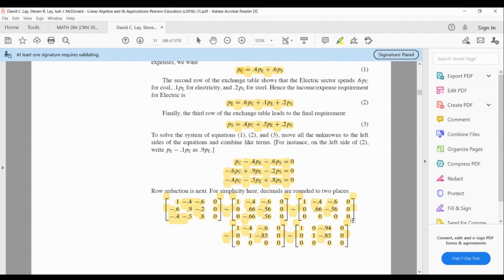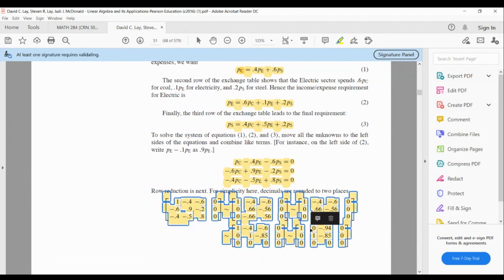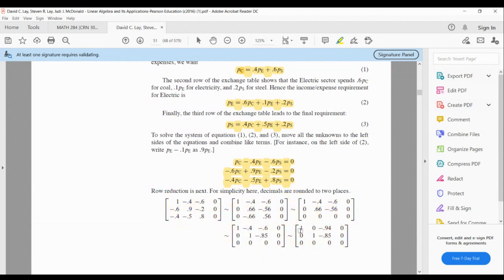If you use MATLAB to help you, you will get the final matrix here. You will get this matrix right here. That's the reduced row echelon form of that augmented matrix. Will there be a free variable? Absolutely, there will be. That's right.